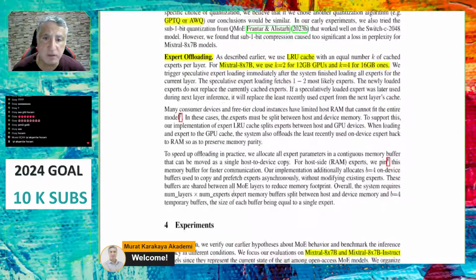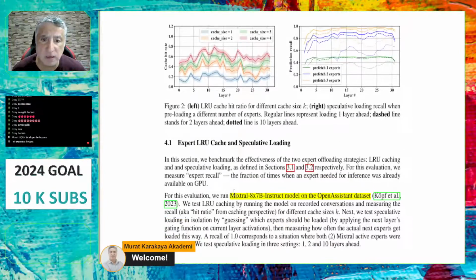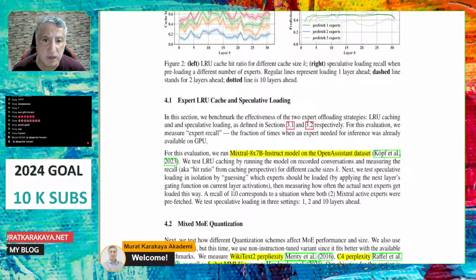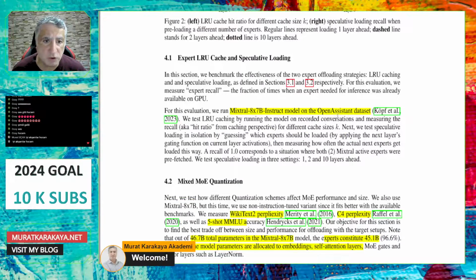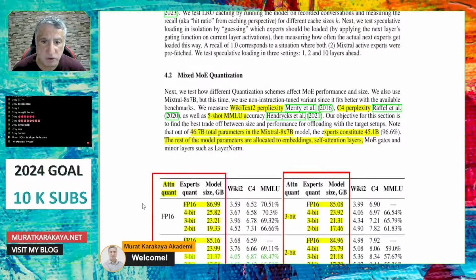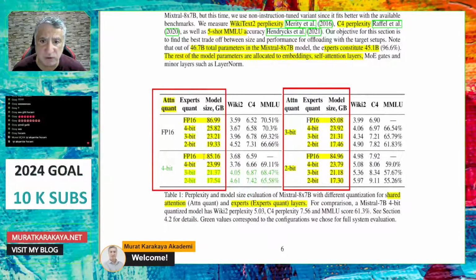Basically, the Mixtral 8x7B model using the Open Assistant dataset. Here they provide 4 different levels of quantization methods. They actually use 2 things together, the quantization method and offloading. By using the quantization method, they show how many gigabytes it requires after the quantization, and what the result of that model is with respect to some benchmark datasets.